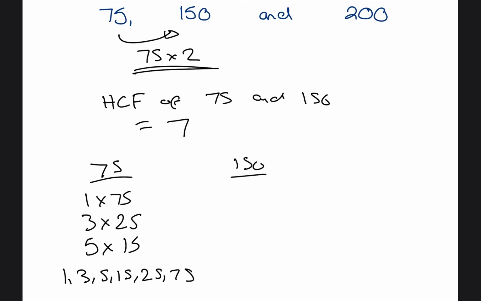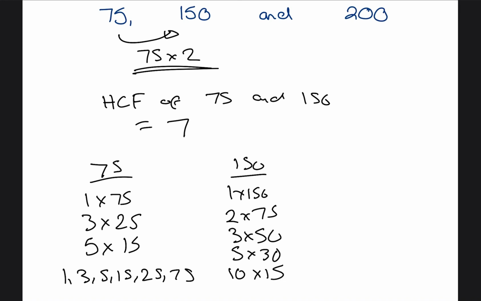150 is going to be the same as all of these factor pairs, but we're going to add in 1 times 150, 2 times 75, and now we've got all the same ones. 3 times 50, everything's just double, and 5 times 30. So I believe that's everything there. Can I see any more? Yes, I can. 10 times 15. I think that's everything.